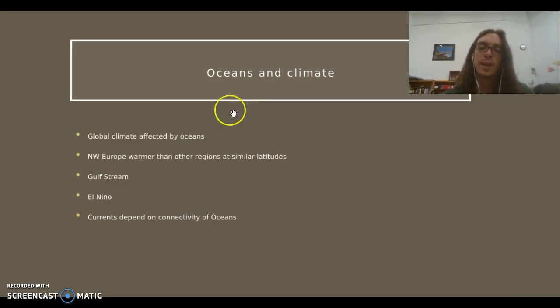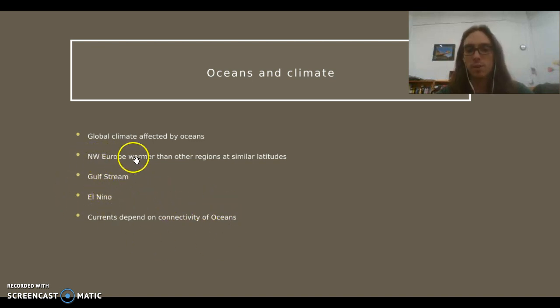All right, so oceans and climate. Like I said, water has one of the highest specific heats in the natural realm. So water is the ocean. The climate is affected by the oceans, and I'll get into that real quick. We've got the Gulf Stream, El Nino events, and currents kind of dictate what happens in El Nino and the Gulf Stream, and that depends on the connectivity of oceans. If oceans are blocked off, there can be no current, so there can be no Gulf Stream, no El Nino, that sort of thing.